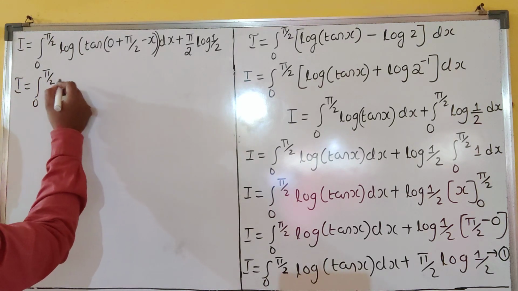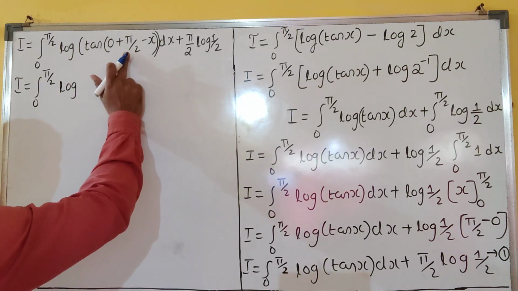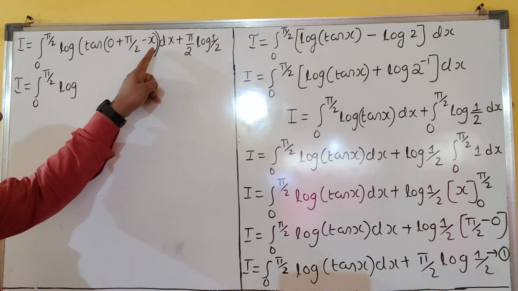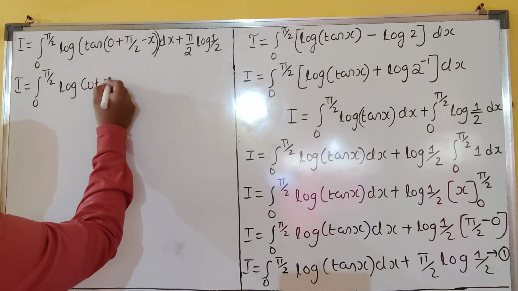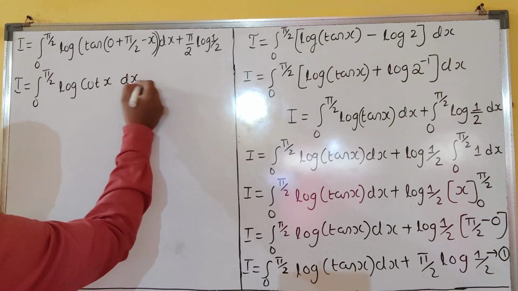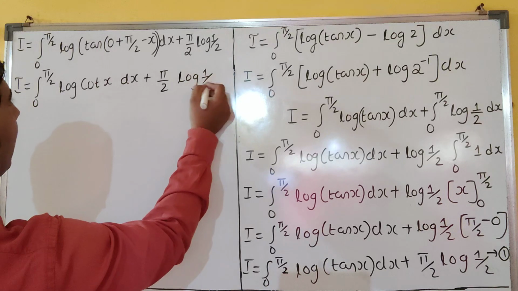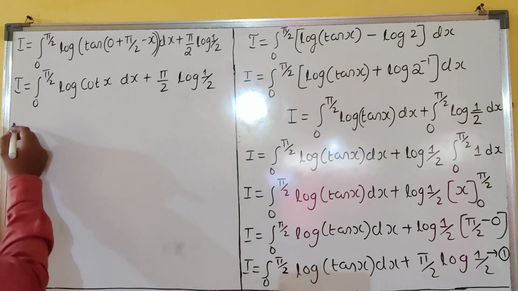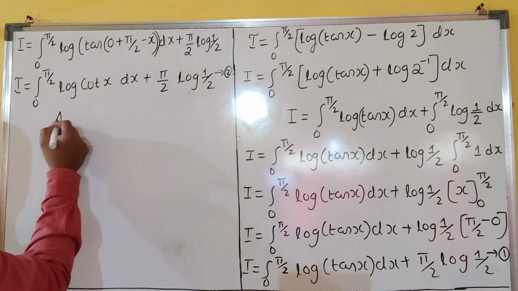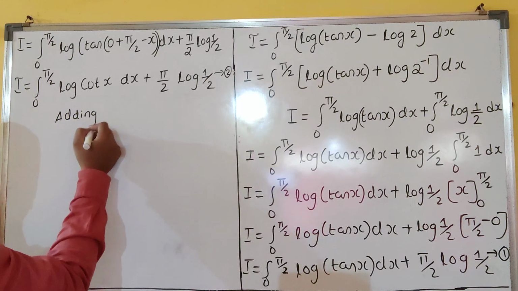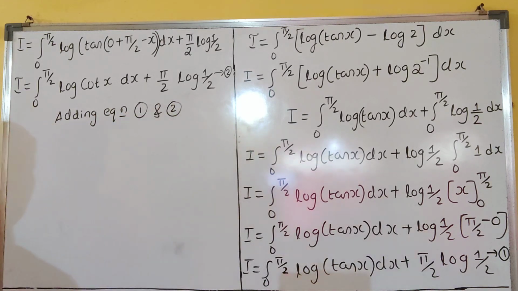0 to pi by 2 log tan of 0 plus pi by 2, which is pi by 2, minus x. Tan 90 minus x is what? Cot x, dear students. Cot x plus pi by 2 log 1 by 2. Clear? So now see. I will call this equation number 2. I will be adding equation 1 and 2.